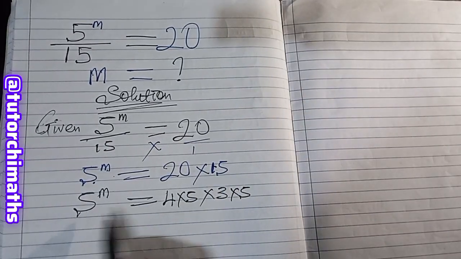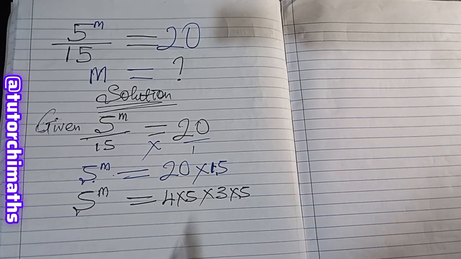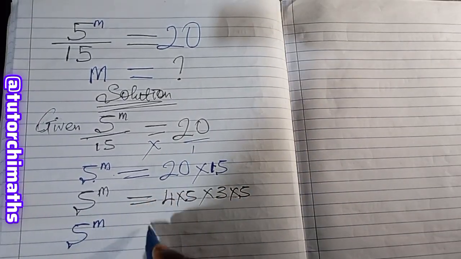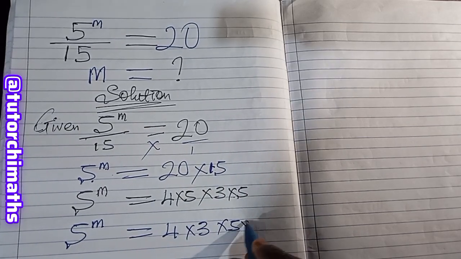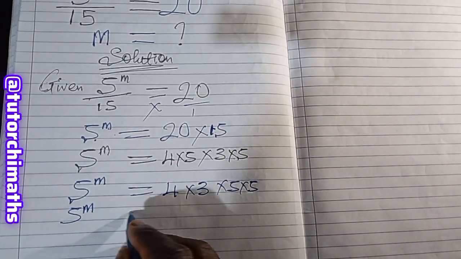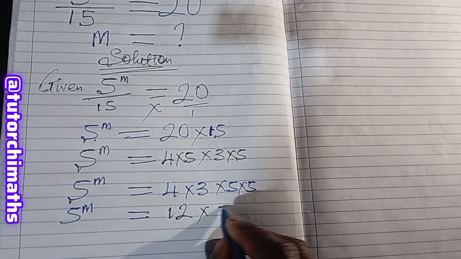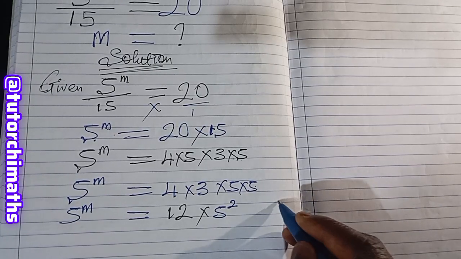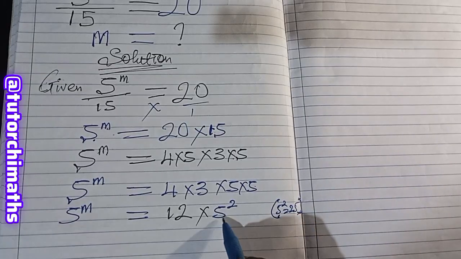Okay, because we have 5 here, let's factor out 5 here, so that we apply laws of indices. So 5 raised to power m is equal to 4 multiplied by 3 multiplied by 5 multiplied by 5. So that 5 raised to power m is equal to 12 multiplied by 5 raised to power 2. 5 times 5 is the same as 5 raised to power 2, or that is 25. So either you use 25 or you use 5 raised to power 2.